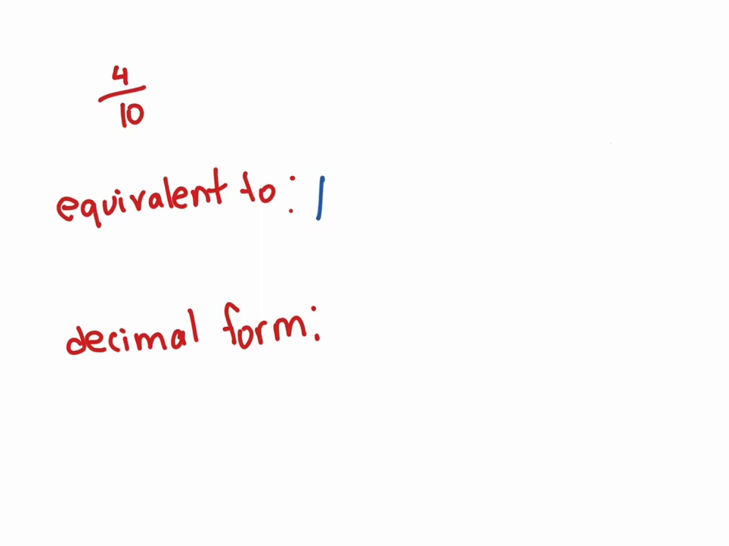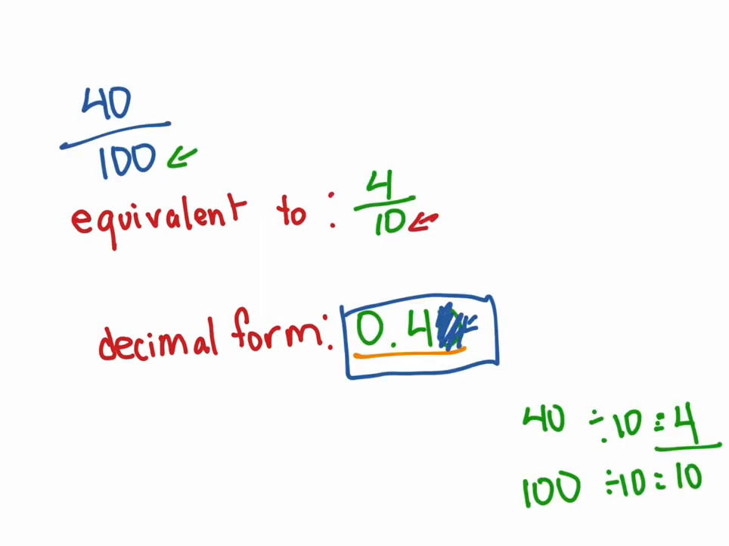And then we're going to do the decimal form. The decimal form of 4/10 is 0.4. So if they're asking for the decimal form of 40 hundredths, you could say 0.40. And this 0 right here, that's a free 0. So you could take that out, and it'd be 0.4, which is 4/10.